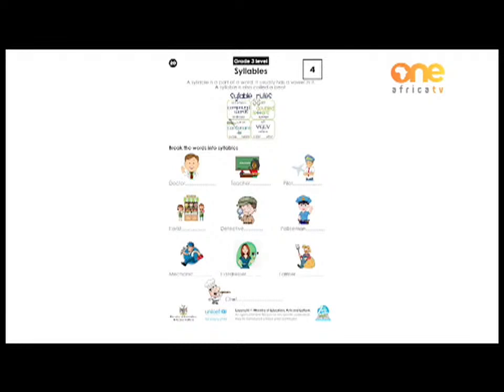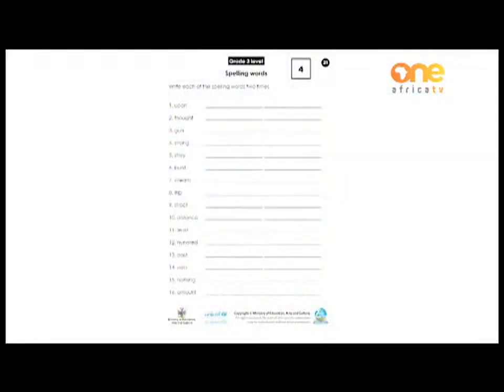Let's move to page 21. Page 21 says we have to spell the words and then rewrite the words two times on the space that has been provided for you. Number 1, let us read the word upon. Like for example, when you are telling a story, you will say once upon a time. Alright, upon. Then you spell the word U-P-O-N. Upon, and then you rewrite for me the word two times.